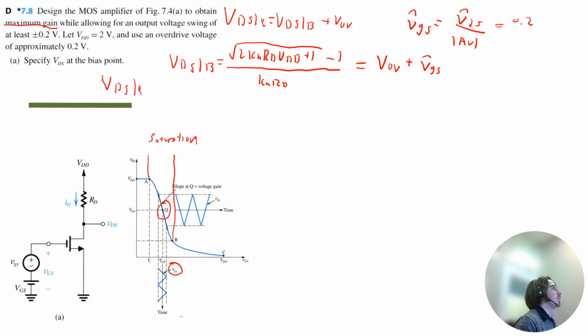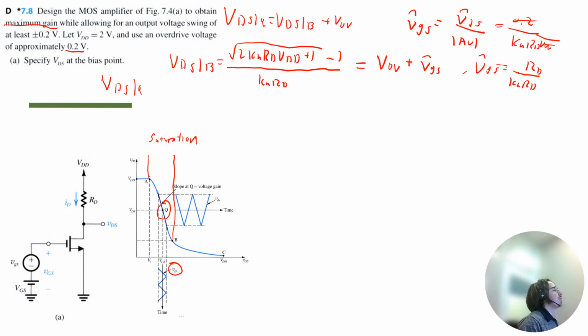We want a maximum output voltage swing of at least 0.2 volts. So it's going to be 0.2 divided by AV, and the way to express AV is Kn Rd V overdrive. V overdrive is approximately 0.2 volts, so that's going to cancel with the 0.2. So VGS is equal to, not 0.2, but 1 divided by Kn Rd. The 0.2 canceled out, right? Okay, so I have this expression for VGS, which relies on Kn times Rd.